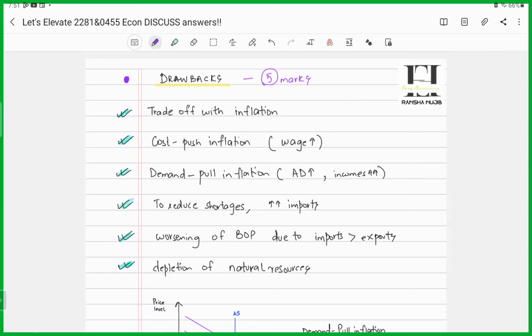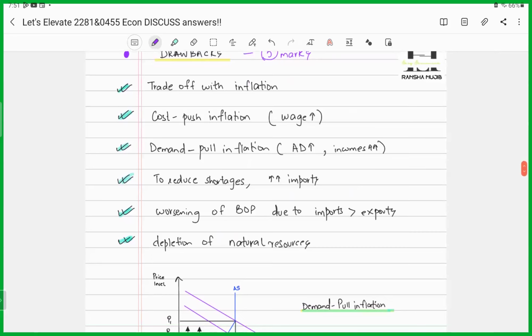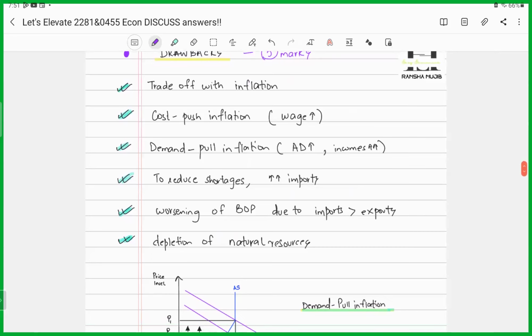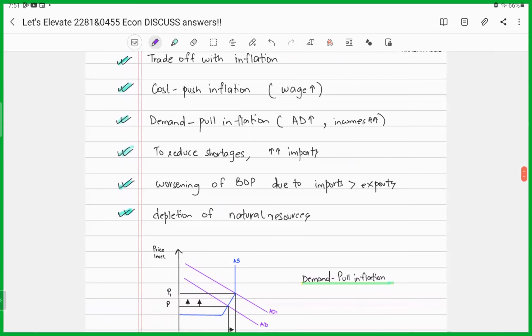It could be possible that since incomes are rising, consumers tend to spend more on goods and services. As a result, aggregate demand will rise. It might lead to demand pull inflation, which means too much money chasing too few goods. Cost push inflation might also occur.